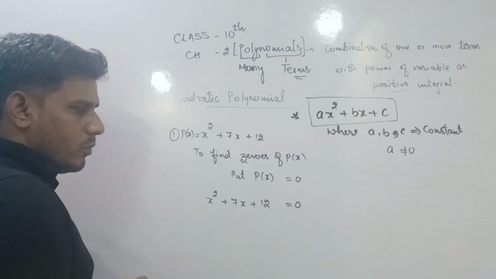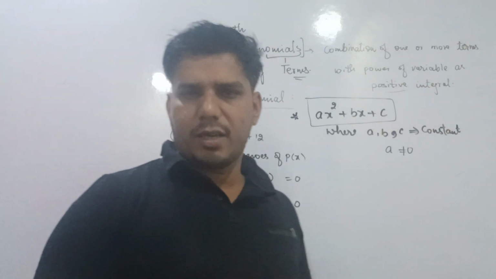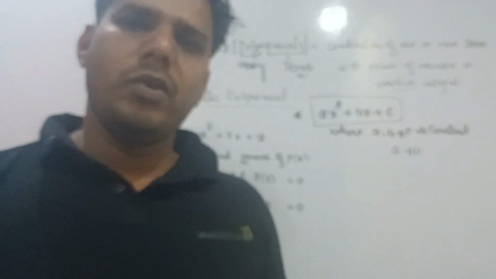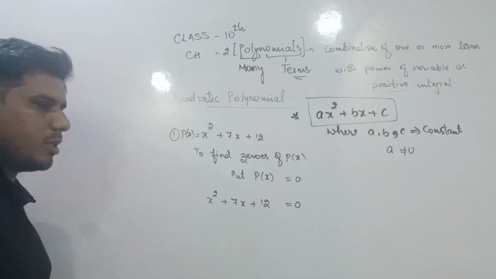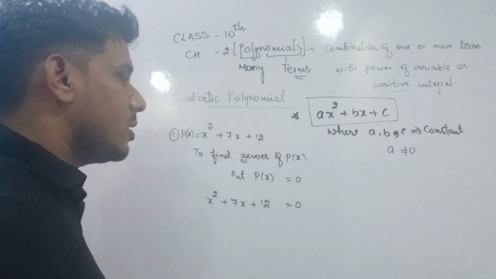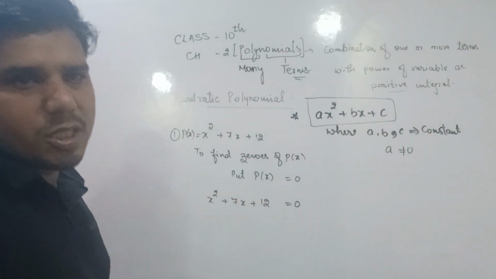In chapter 2 polynomial, we will solve the quadratic or cubic polynomial by the factorization method only. And in the next chapter number 4, we will discuss about the quadratic formula also, and then completing square method too. So here we need to solve this by the factorization method. In the class 9th, you have studied about the middle term splitting.